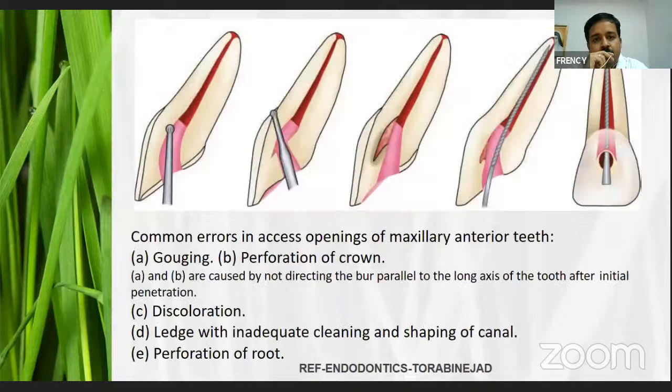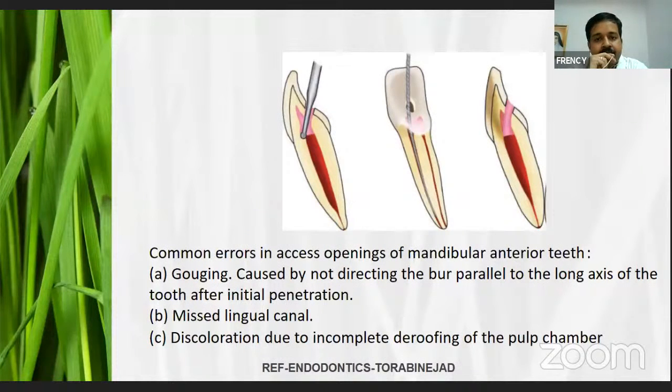So these are some of the common errors. Always direct the burr parallel to the long axis of the tooth. Always consider the angulation of the tooth. Here also you can see, and also in lower anteriors there will be a chance of missing lingual canals. So you have to give a lingual curvature to the file and always try to catch the lingual canal.